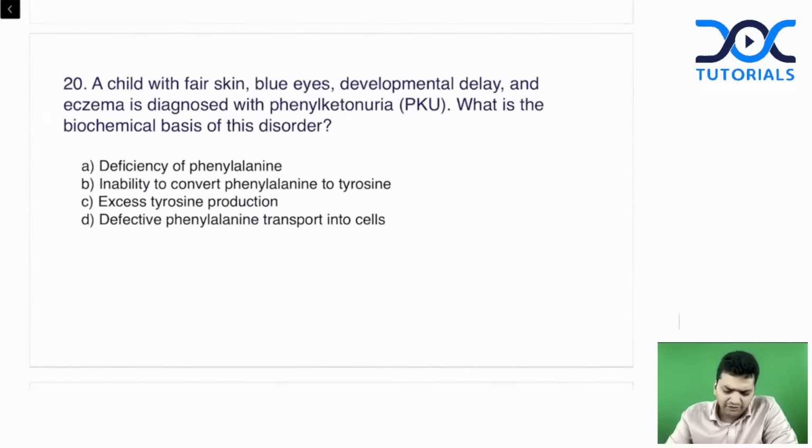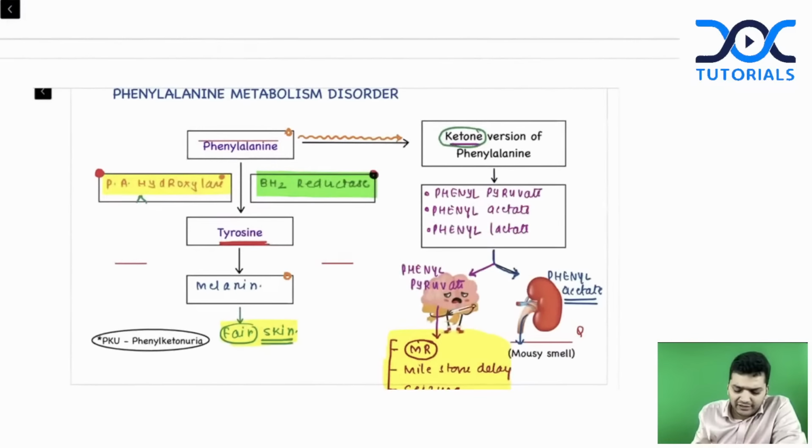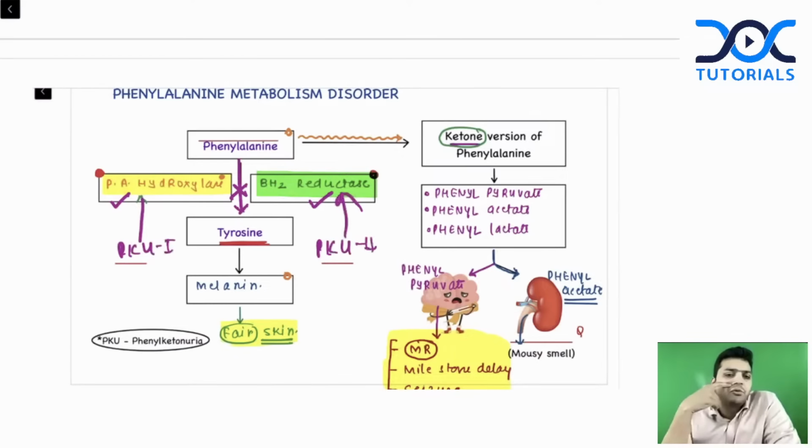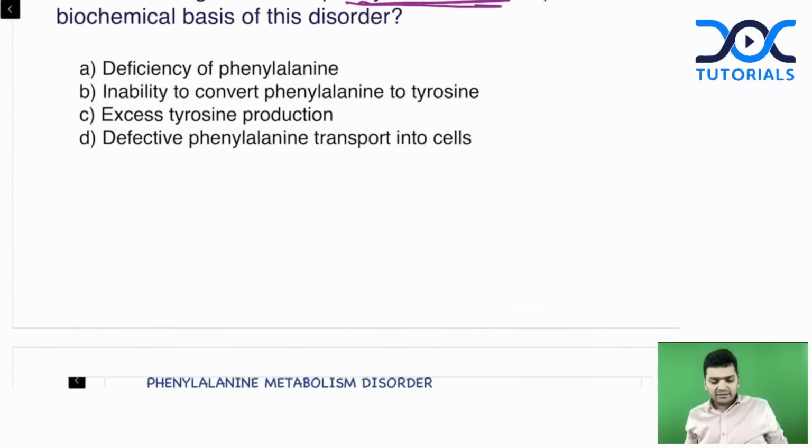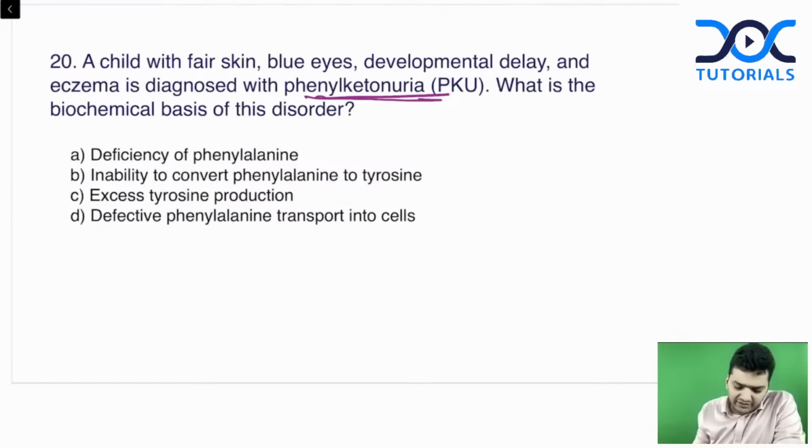Last question, an easy one. A child is diagnosed with phenylketonuria because of development delay, blue eyes, fair skin. What is the biochemical basis of this disorder? Actually, we have already discussed that; it is just a repeat for us. What happens in phenylketonuria? The phenylalanine is unable to convert into tyrosine, because either there is deficiency of this enzyme or deficiency of BH2 reductase. If there is deficiency of this, it is called PKU type 1, and this is called phenylketonuria type 2.